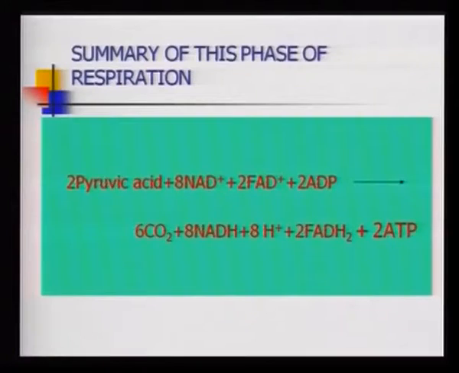This is the balanced equation for the Krebs cycle. 2 pyruvic acid per glucose molecule, in the presence of 8 NAD and 2 FAD and 2 ADP, adenosine diphosphate, gives us 6 carbon dioxides, 8 reduced NADs, 2 reduced FADs and 2 ATP. This is for 1 glucose molecule.